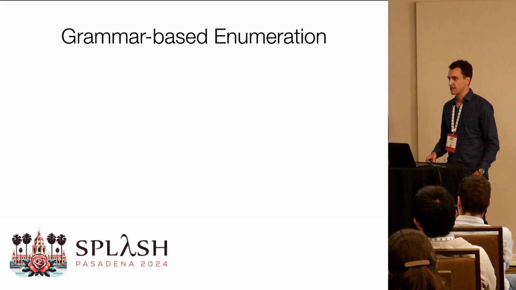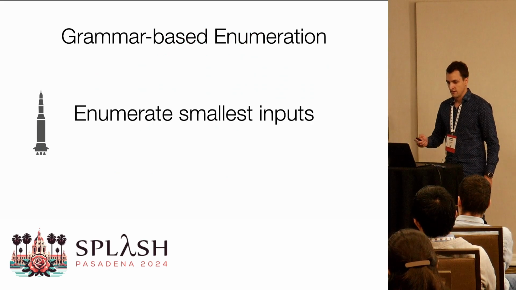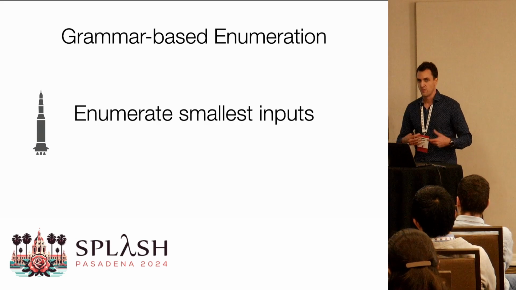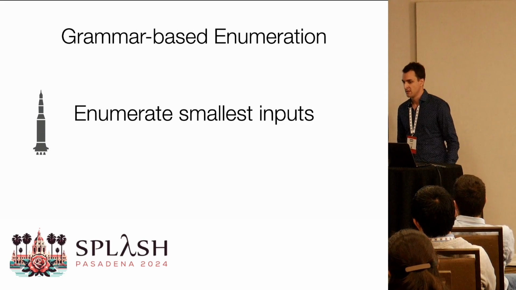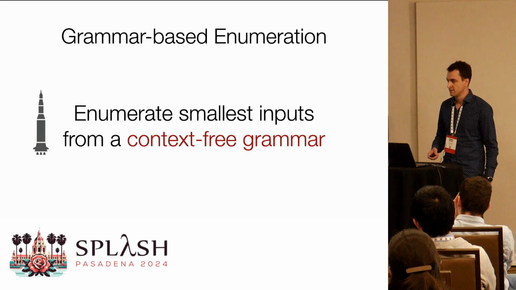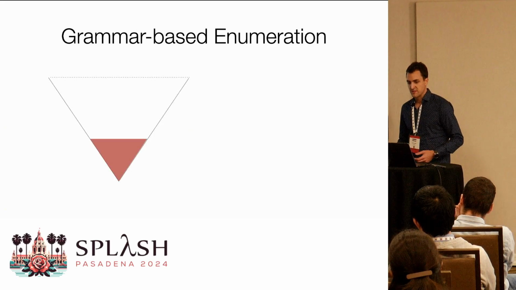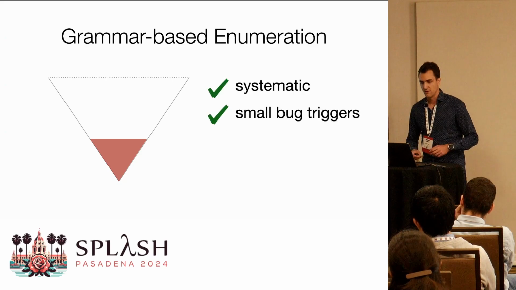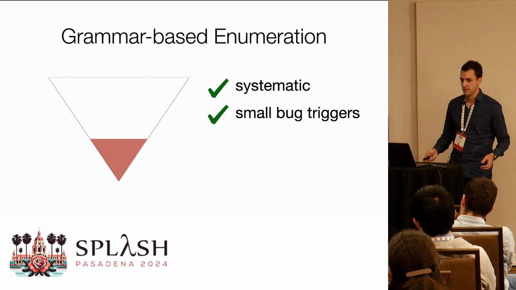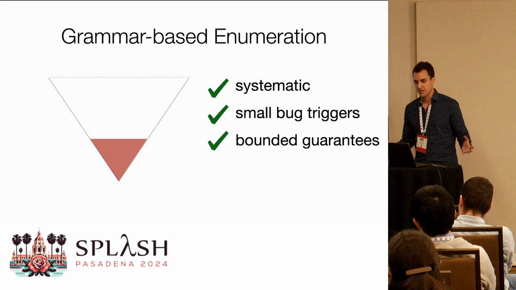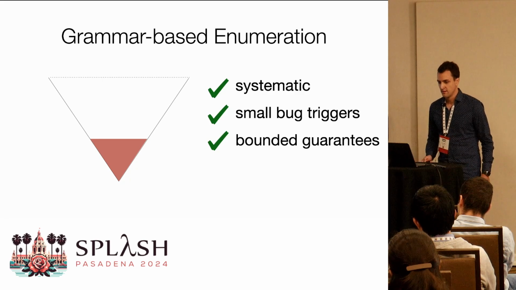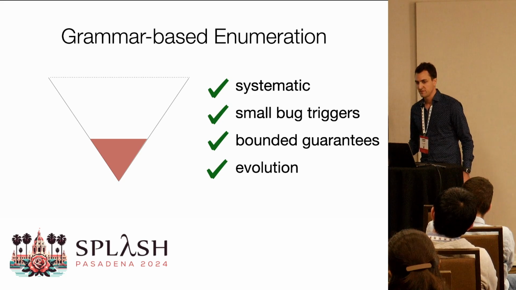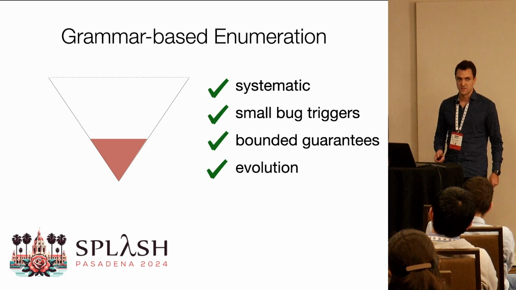How can we exploit this insight? The idea is to enumerate inputs from the smallest to increasingly larger inputs using context-free grammars. We get many benefits from this. First of all, it's systematic. If we find bugs, they are small. It provides bounded guarantees on the input spaces that we test. And this way, along with the small scope hypothesis, we can judge the evolution of SMT solvers.